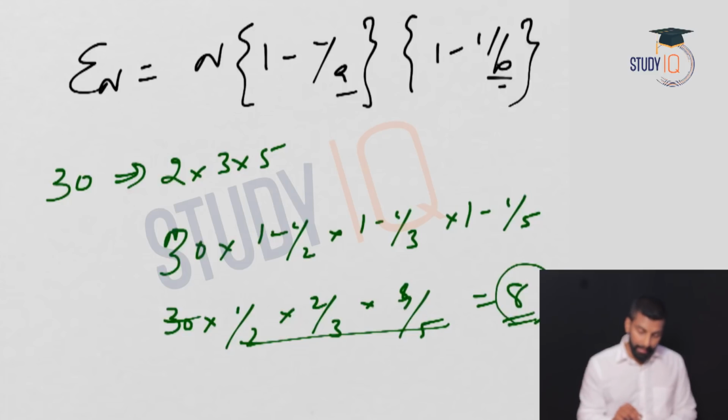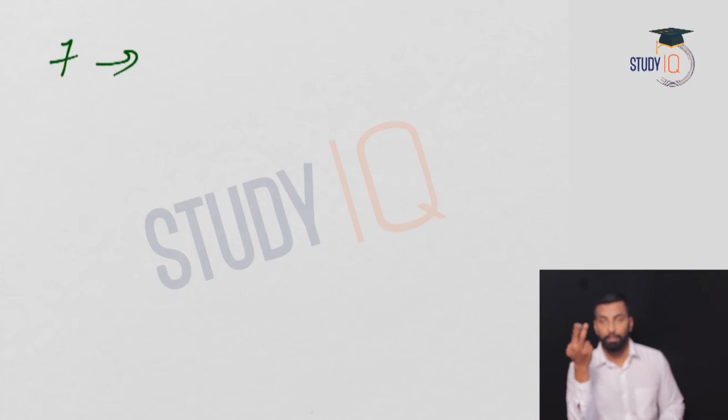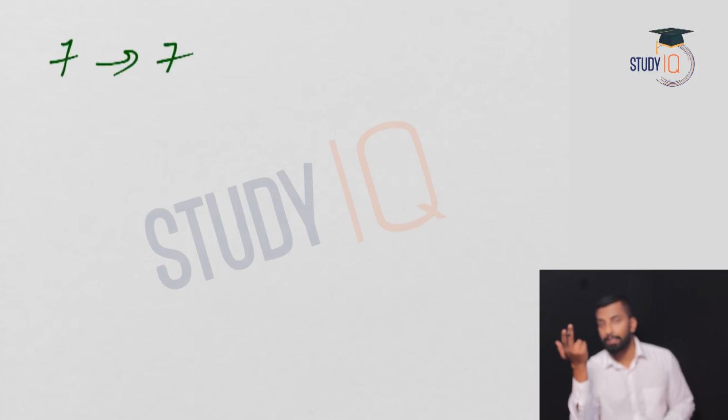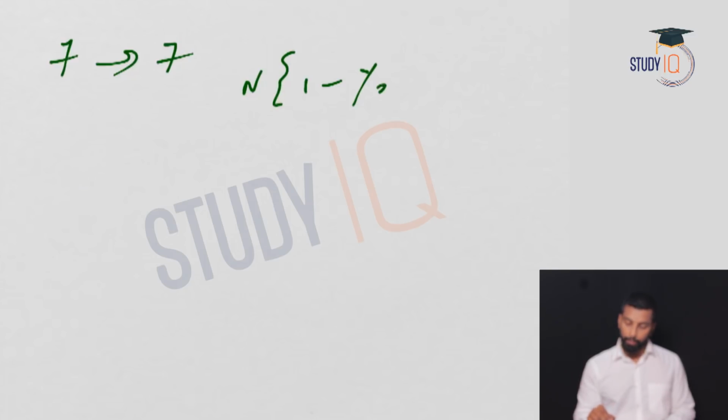Now, one interesting thing I tell you, if you need to find the Euler's number of a prime number, let's find it out. 7. Okay. So, what are the factors only? 2 factors, 1 and 7, right? So, N into 1 minus 1 by A only. Only one factor, right? So, if 2 factors are there, N into 1 minus 1 by A into 1 minus 1 by B. 3 are there, N into 1 minus 1 by A into 1 minus 1 by B into 1 minus 1 by C. Here it is only 1. So N into 1 minus 1 by A.